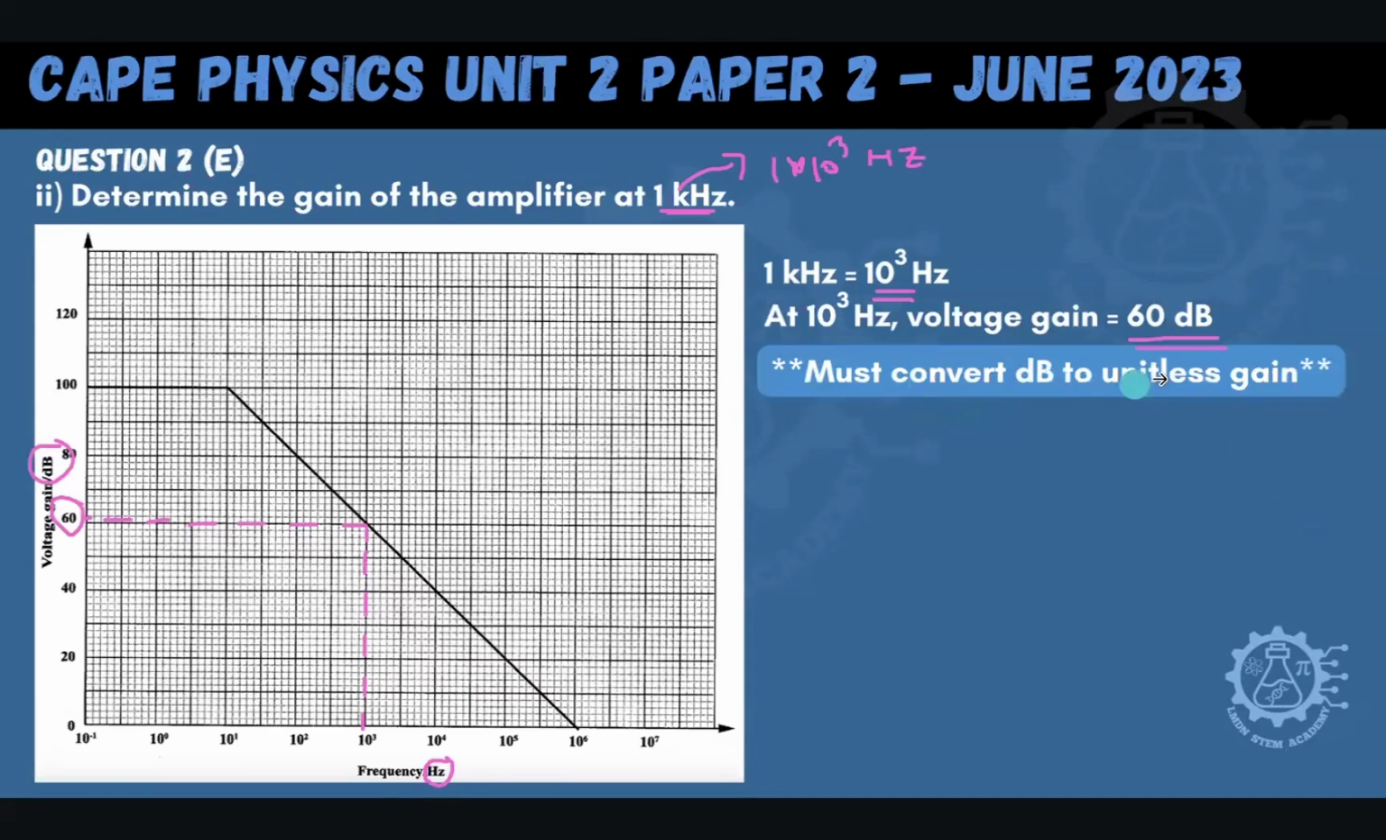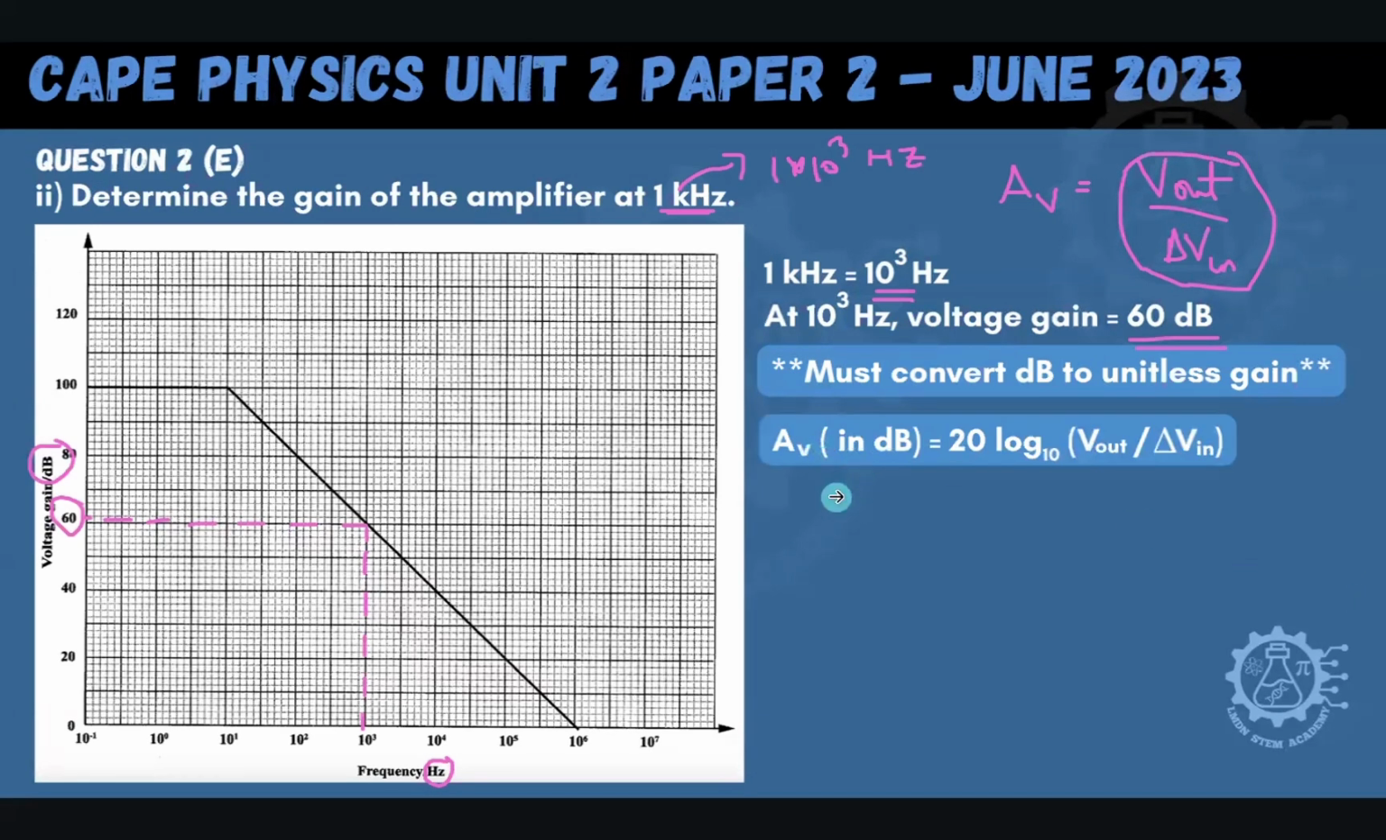And so we must convert the decibel to the unitless gain that we're used to, right? We spoke about that earlier when we were finding AV. We said that the AV would be equal to the V out over the delta V in. That's how we would calculate gain. Remember that. So we need to find this version of the gain. We have the 60 dB and there's a connection between the decibel and this version of the gain. So let's see what that is.